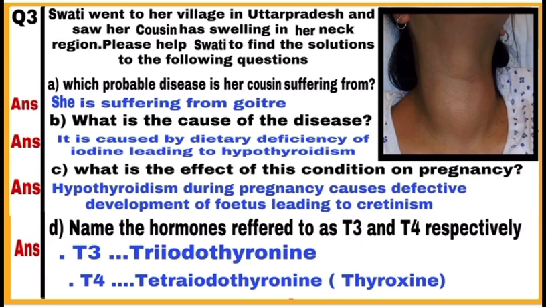Part D. Name the hormones referred to as T3 and T4 respectively. T3 is triiodothyronine and T4 is tetraiodothyronine, also called as thyroxine. The follicular cells of thyroid glands secrete these two hormones.